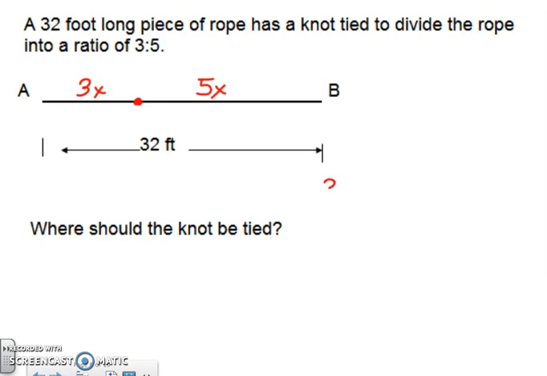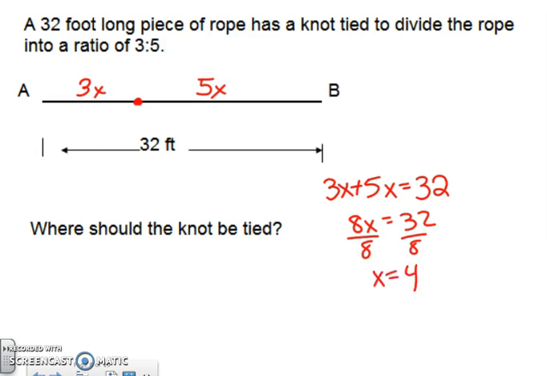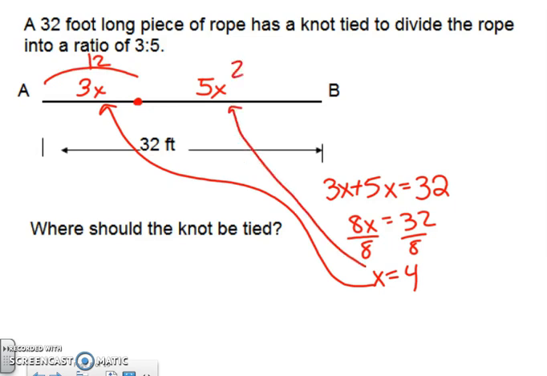If I set up an equation, 3x plus 5x equals the whole thing, and then combine like terms and divide by 8, we should get 4. So once I plug it back in, this distance would be 12. So you could say that knot should be tied 12 feet away from A, or you can also plug it back in here and get 20 feet and say that that knot should be tied 20 feet from B, okay? So either way, it depends on the direction, whether you're coming from A or whether you're coming from B, but the knot should be tied somewhere in that location, okay?